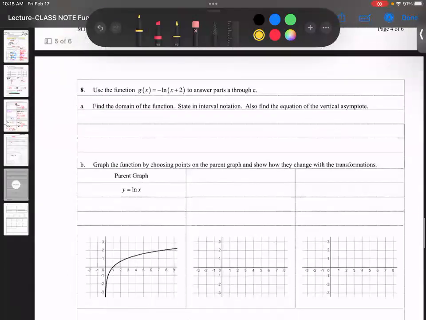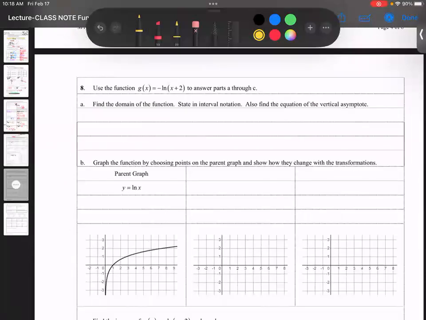Right, let's do number 8. It's the same thing. First, I'm going to find the domain of the function. You remember how to find the domain. You set what greater than 0? You set the argument. The argument is just x plus 2. Whatever is inside the parenthesis, that's your argument. Set it greater than 0, and then you solve. And then you will be asked to write in interval notation. So from -2 to infinity.